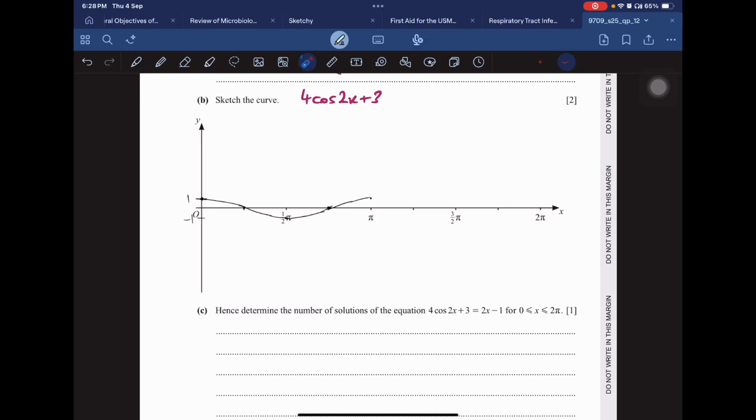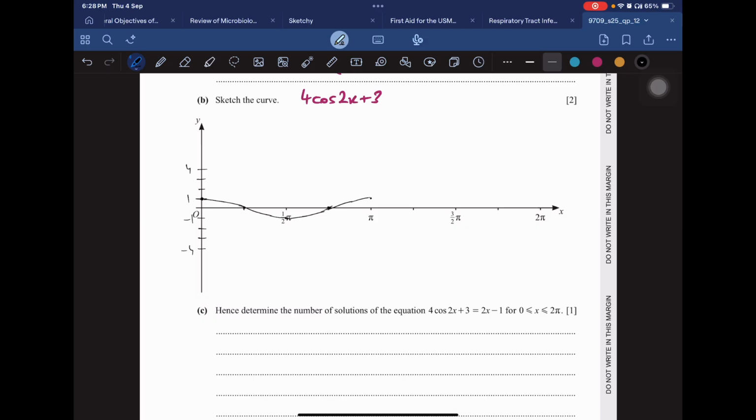Now, the first transformation we'll apply on it is multiplying it by 4. This transformation represents a vertical stretch with a scale factor of 4. So the distance of each point from the x-axis will increase 4 times. This point has a distance of 1 from the x-axis, this will become 4. So this is 2, this is 3, this is 4, this is negative 2, negative 3, negative 4.